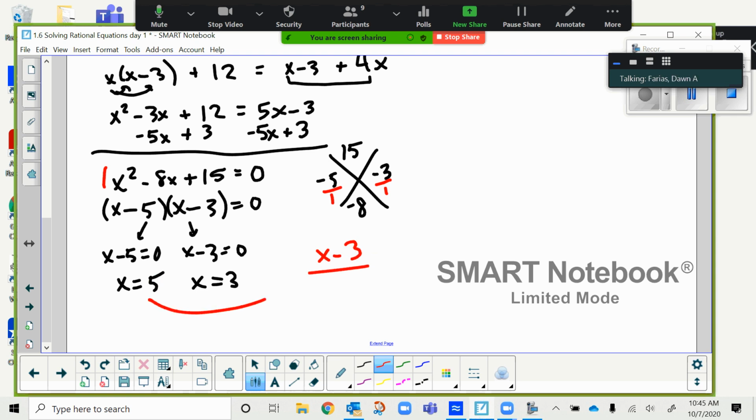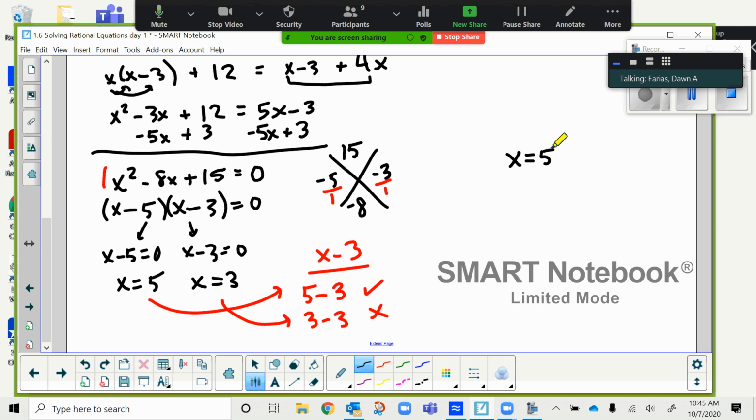When I plug 5 in there, does that give me 0? No, so 5 is good. When I plug 3 in there, does that give me 0? Yes. Okay, so 3 is actually not a solution. So our final answer is going to be x equals 5.